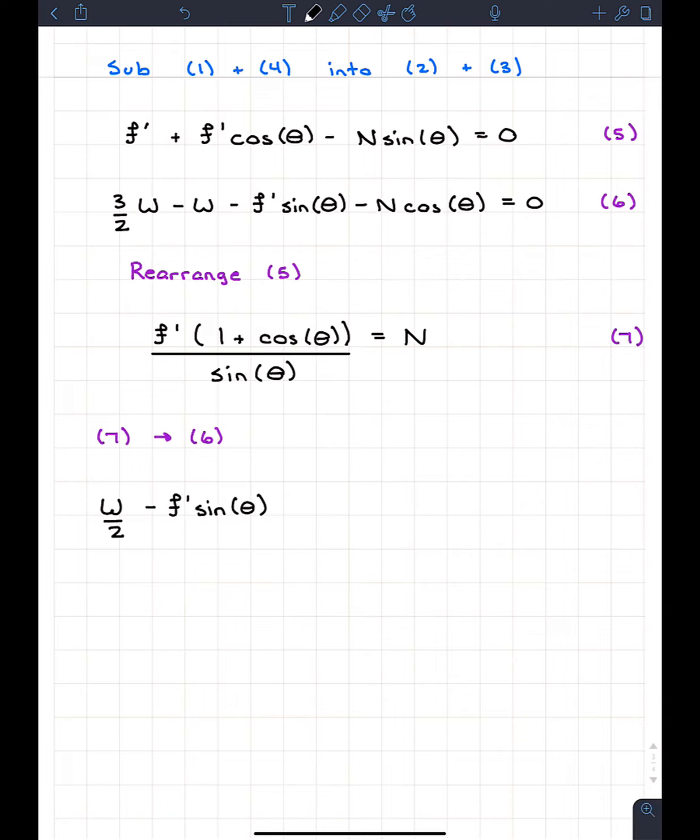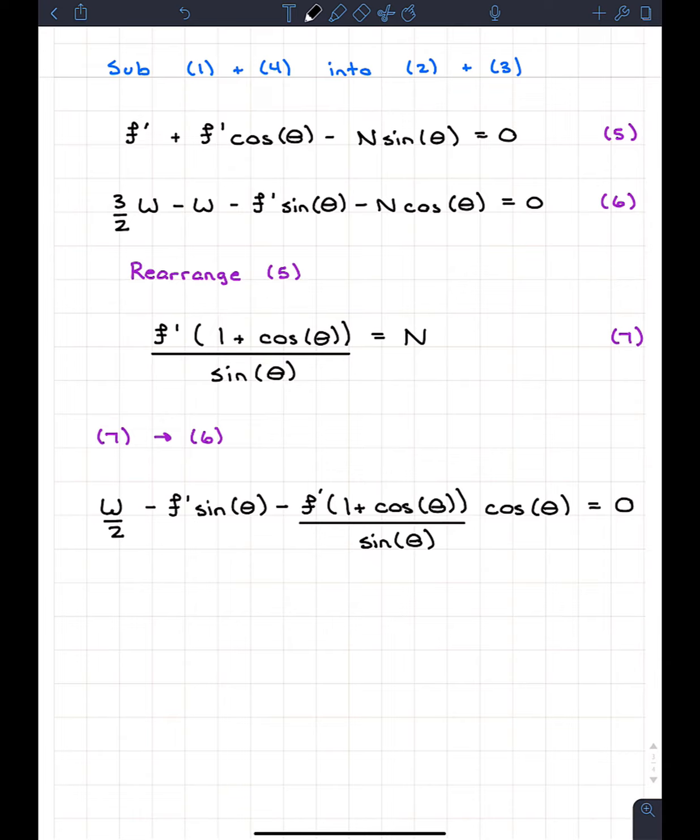and then we have minus n. So instead of n, I'm going to put my f out. So I'm going to have f and bracket 1 plus cosine of theta and sorry, this is f prime, and then this is divided by sine of theta. So this is when I'm substituting my nice relationship from equation 7 into equation 6. And then we know that n up top in equation 6 is multiplied by cosine theta. So we have to add a cosine theta at the end. And of course, this is all equal to 0.